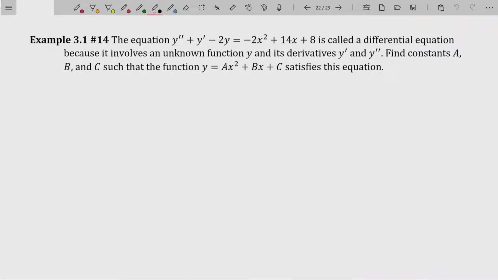This next example demonstrates a future concept mixed with old concepts and current concepts. So this is a huge synthesis question. The equation y double prime plus y prime minus 2y is equal to negative 2x squared plus 14x plus 8 is called a differential equation. This, by the way, a differential equation, is the purview of a course called Differential Equations.